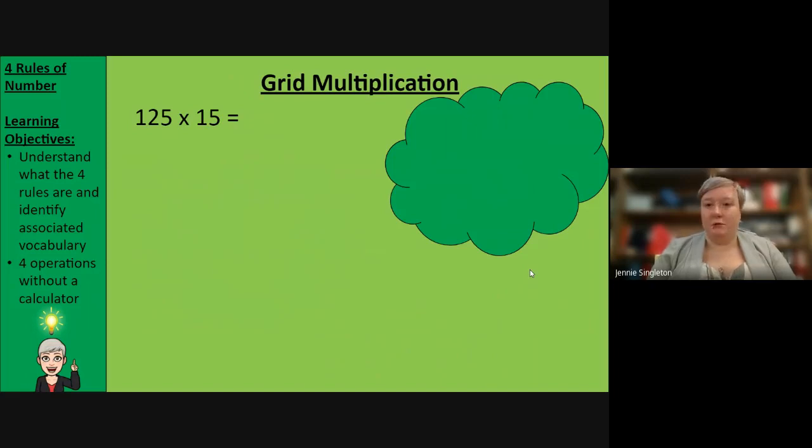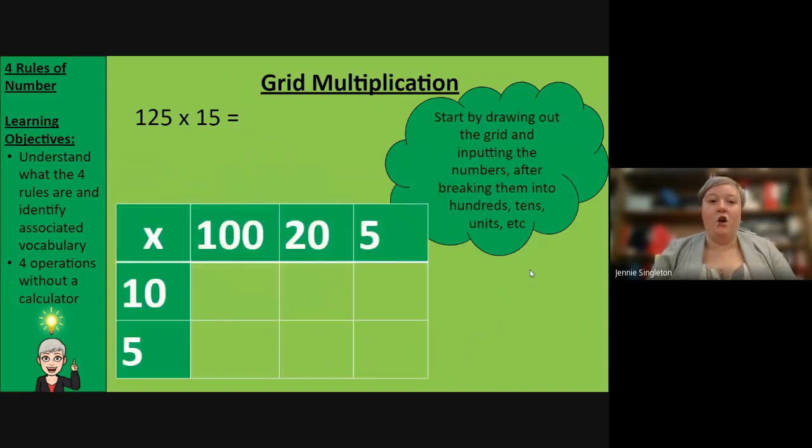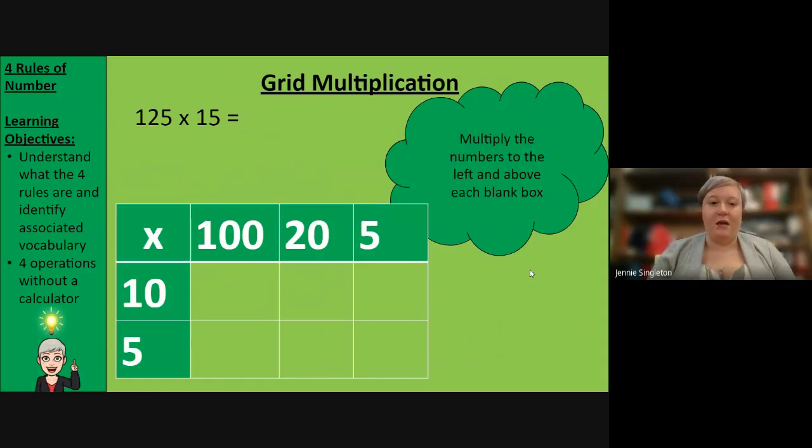The second method is grid multiplication. So we draw our grid out like that and separate our numbers into hundreds, tens, and units. So 125 becomes 100, 20 and 5, and 15 becomes 10 and 5. Then we multiply the numbers above and to the left of each blank box. So the first one would be 100 times 10, which gives us 1,000. Then we have 20 times 10, which gives us 200. 5 times 10, which gives us 50.